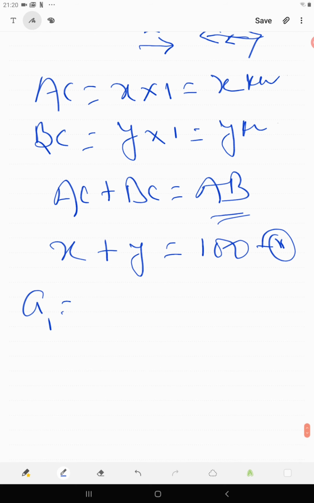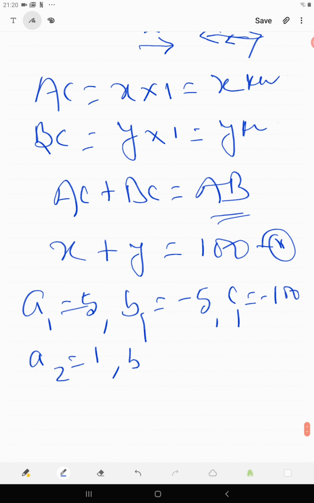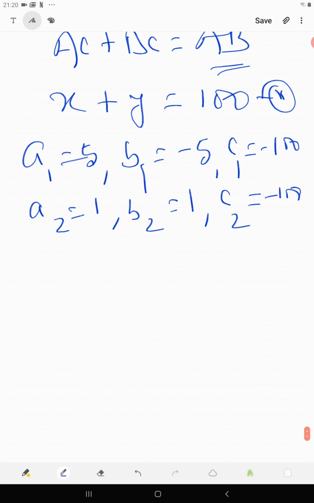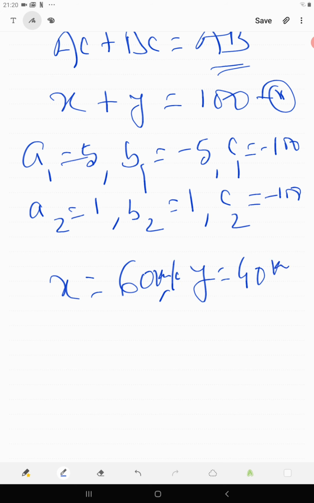Now we will take a1 equals 5, b1 equals minus 5, and c1 equals minus 100, because 100 we need to bring to the left side. Similarly, for the second equation, a2 equals 1, b2 equals 1 and c2 equals minus 100. Now apply the same formula, x by b1c2 minus b2c1. And what you will get is x equals 60 and y equals 40. Of course, x is 60 kilometer per hour and y is 40 kilometer per hour.